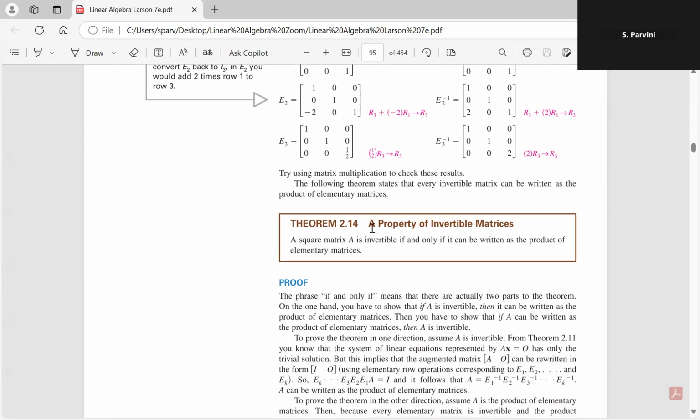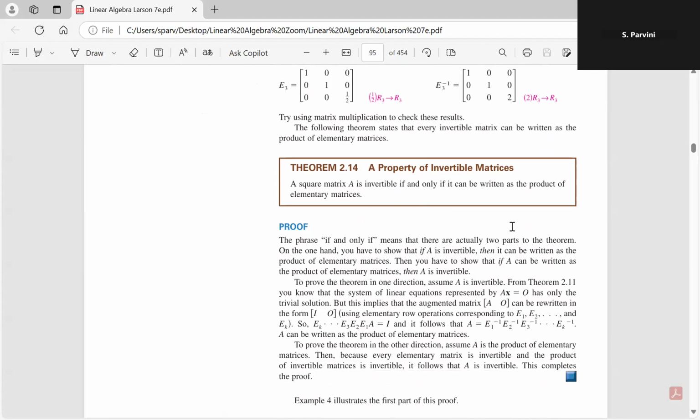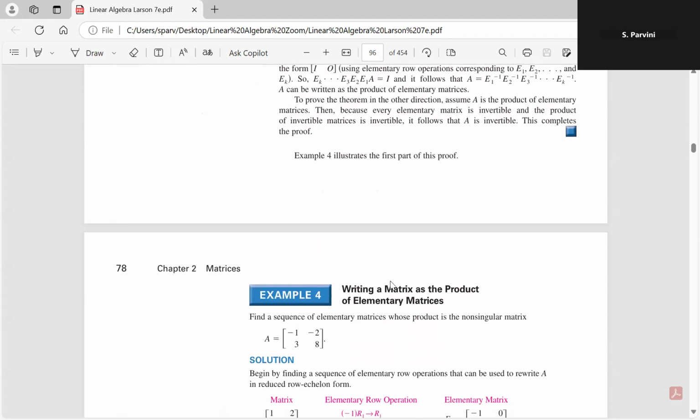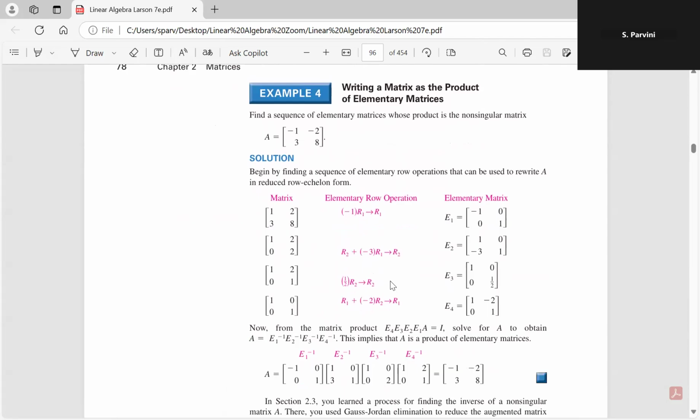Now, here's a property. Theorem 14 gives us the property of invertible matrices. A square matrix is invertible if and only if it can be written as a product of elementary matrices. This, again, relates the existence of an inverse matrix to elementary matrices. Okay. So we don't do much with this theorem, honestly, but again, there is a connection there.